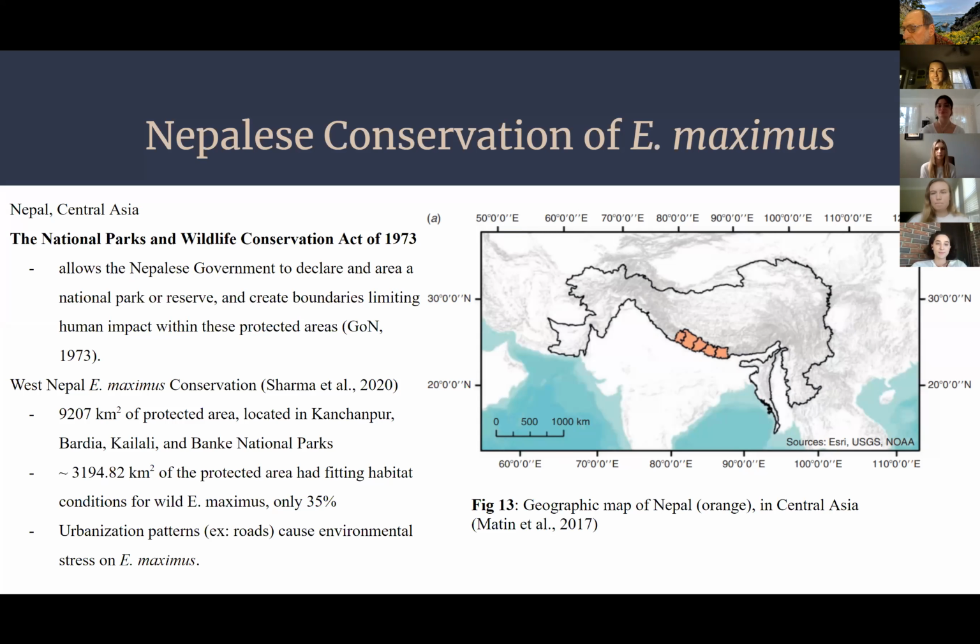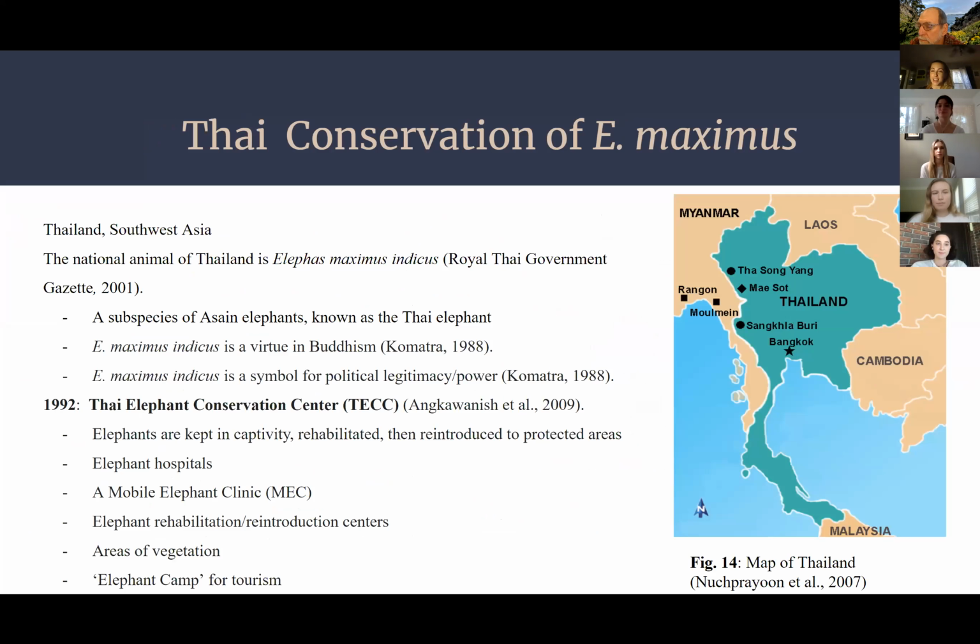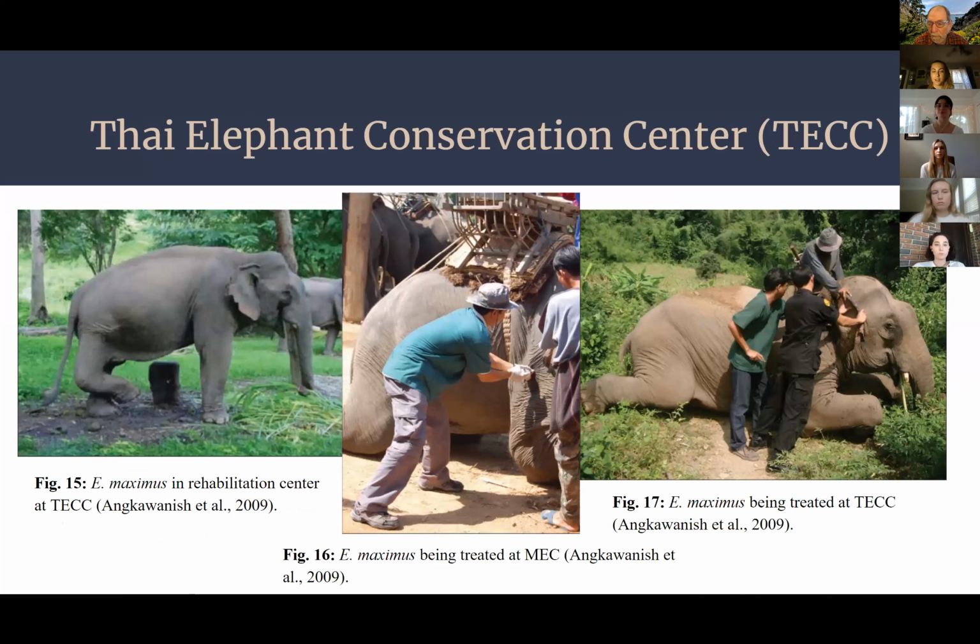Again, quickly in Thailand, as Mimi had said, they hold a cultural significance as well as a historical significance. And they have a Thai Elephant Conservation Center, TECC for short. The most significant feature about this is the mobile elephant clinic, because elephants are a migratory species. So this is very, very beneficial to them. So here are some quick pictures about what the TECC looks like with rehabilitation and the mobile clinic.